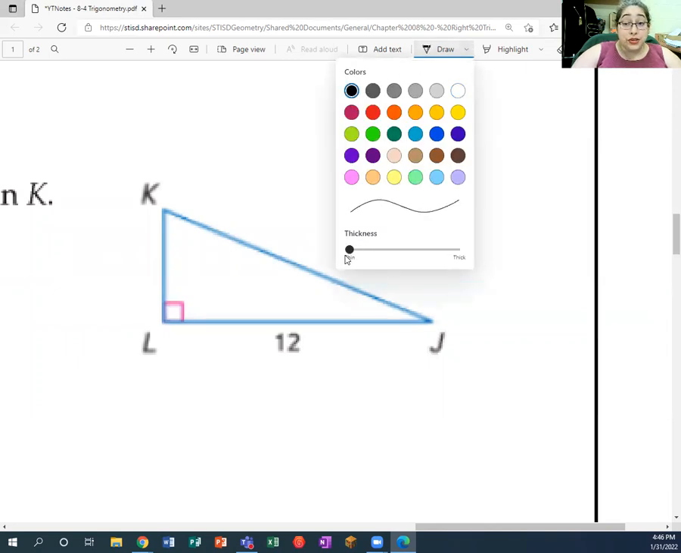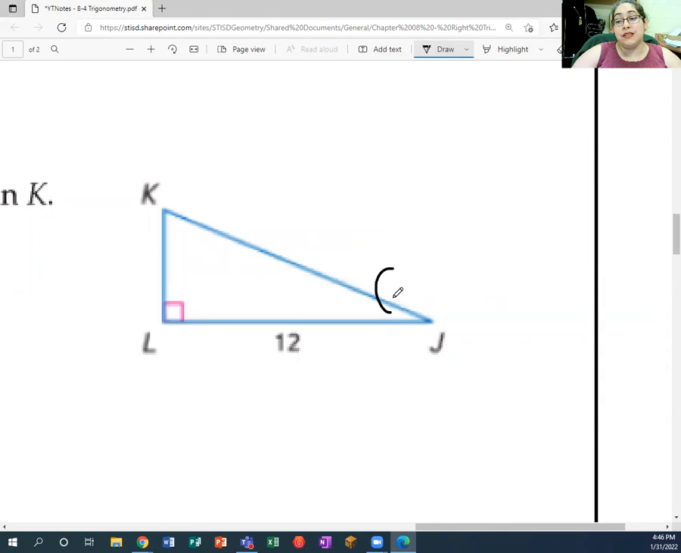But I do have the measurement of this angle right in here. Let's pretend the measure of that angle is 18 degrees. I'm just making stuff up. I don't really know what the measure is, but let's pretend it's 18 degrees. And we want to find both the hypotenuse and the side opposite the angle.